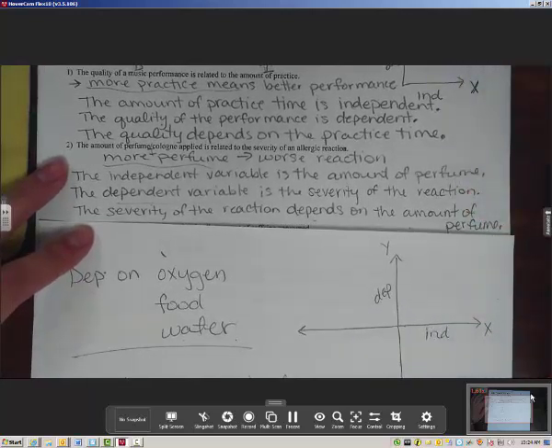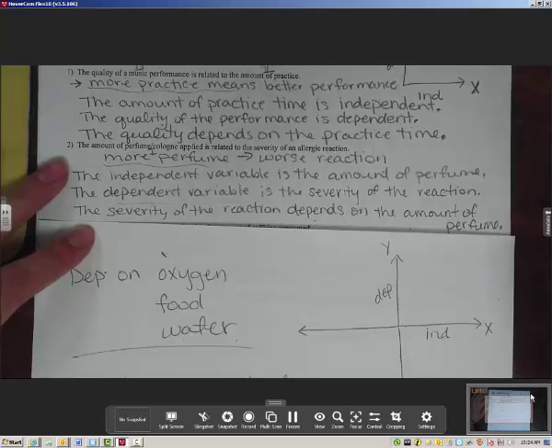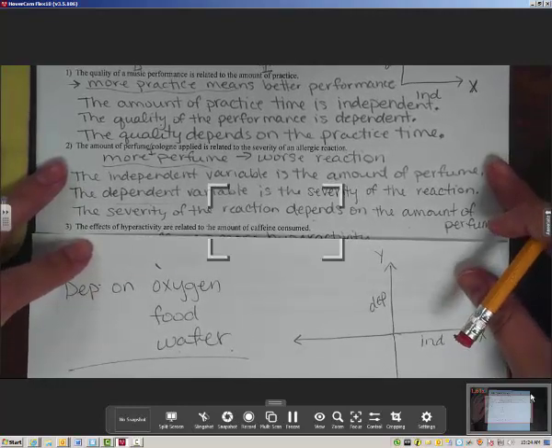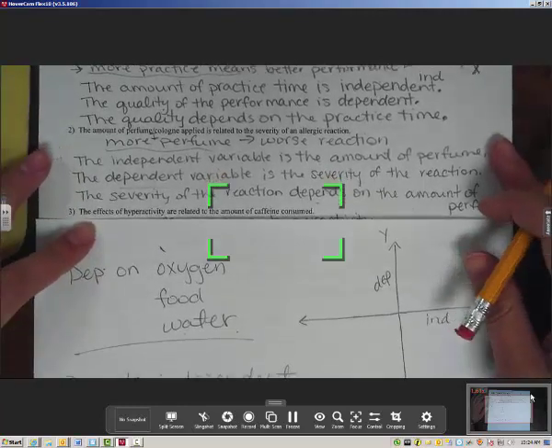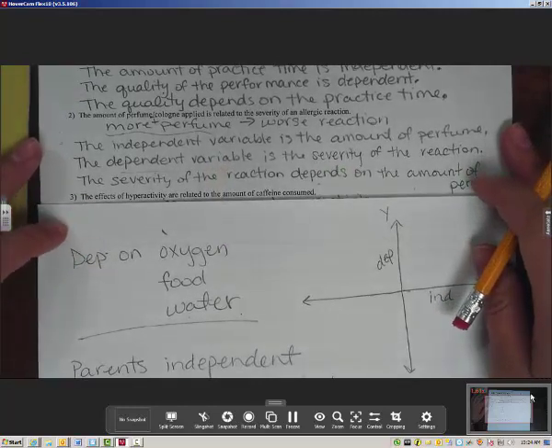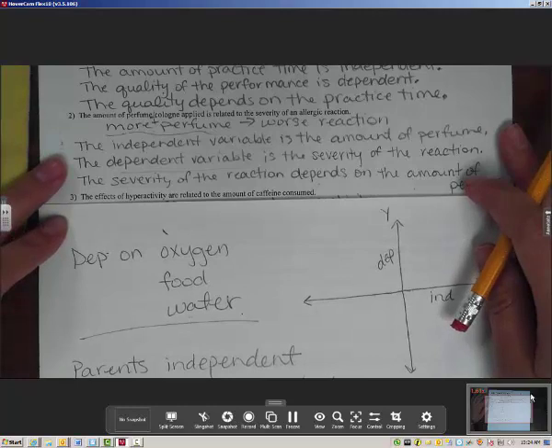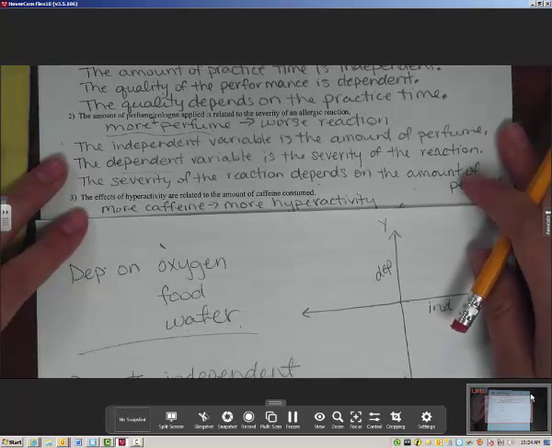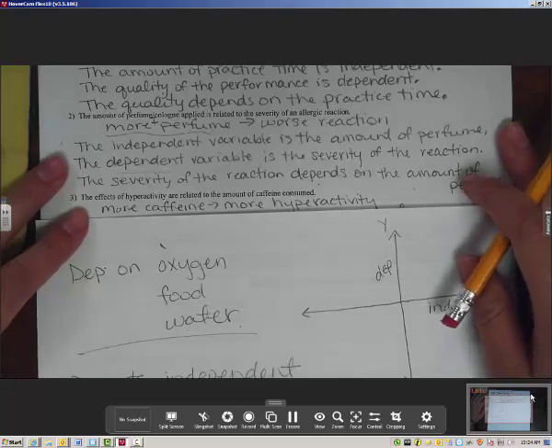Again, you may have to hit pause long enough for you to write those things down and then hit play whenever you're done. All right, number 3, the effects of hyperactivity are related to the amount of caffeine consumed. Okay, so generally caffeine makes people hyper. So the more caffeine that you consume, the more hyper you're going to be. So more caffeine means more hyperactivity.